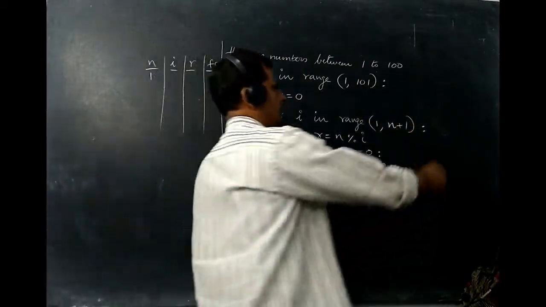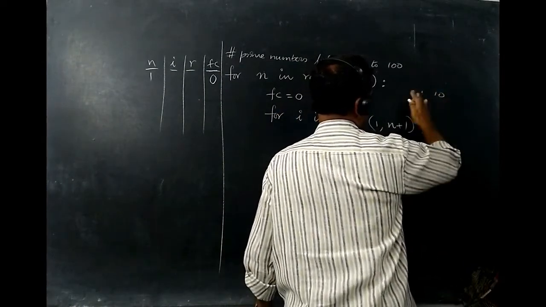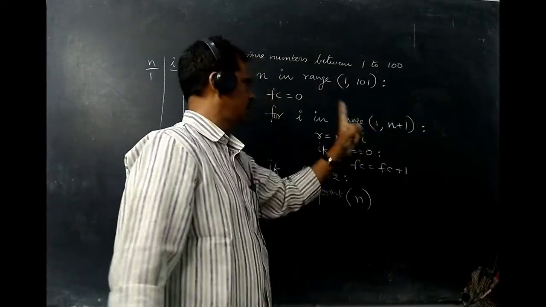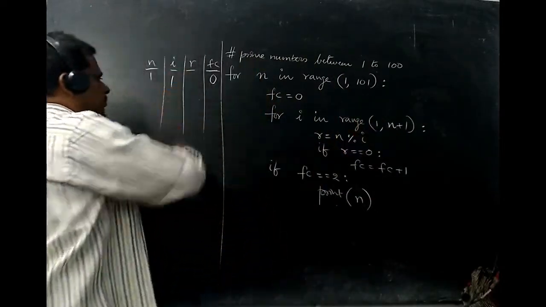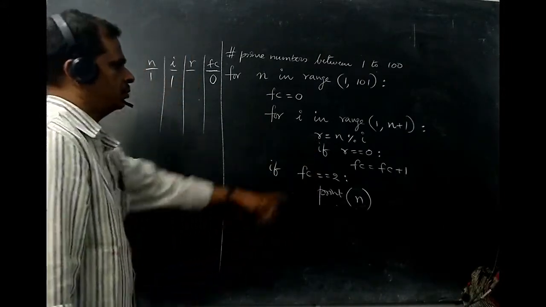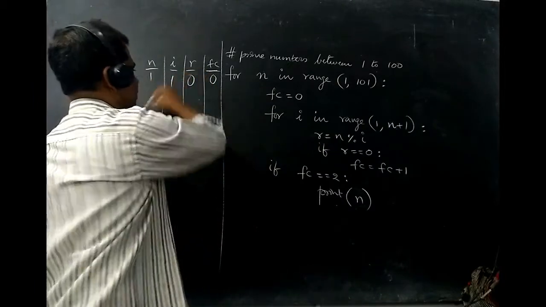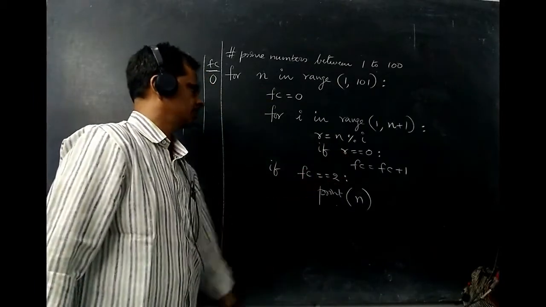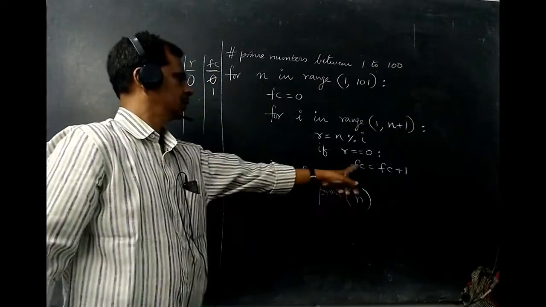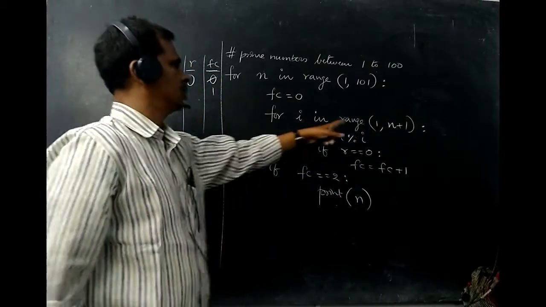See, range 1 to 10 gives 1 to 9. Range 1 to 11 gives 1 to 10. That means range 1 to 2 gives 1. One time it repeats. Now I value is 1. R is equal to n % 1, that is 0. Is it 0? Yes. Factors count is 1, of course. Going back, but the range is over because your range is only up to 1.